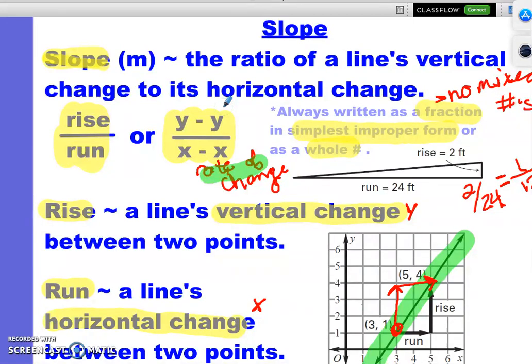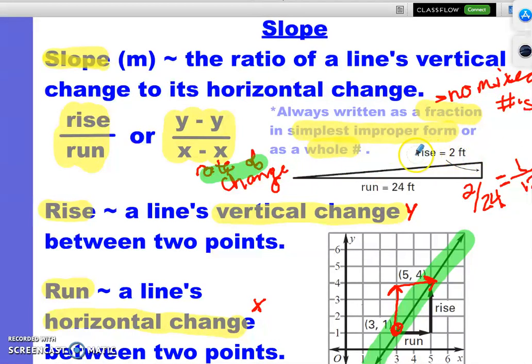It's going to always be written as a fraction, no mixed numbers, and it's going to be in simplest improper form. So you want to leave it as an improper fraction, not a mixed number. It can also be a whole number. So a whole number like 12 can be written as 12 over 1. Or whole number 3 can be written as 3 over 1. That's your fraction as a whole number.